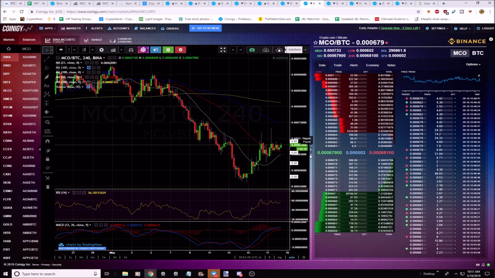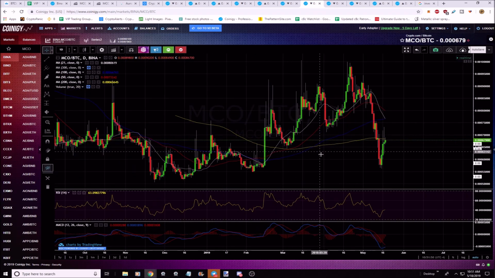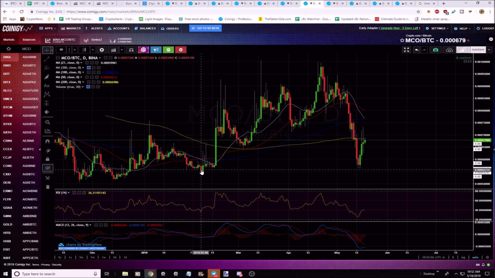This is MCO on the daily. So you got a big retrace, potentially down to this support level here. So you see this found support here. So there's a support level here. After a while, you don't even need to draw these patterns on the charts.